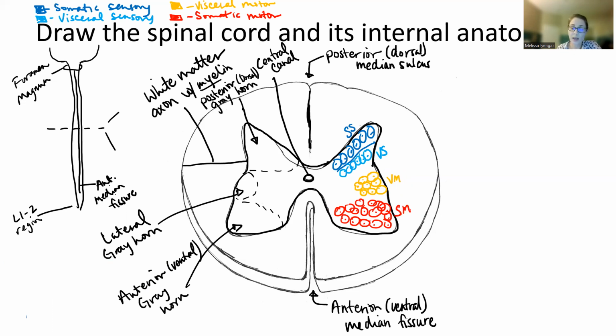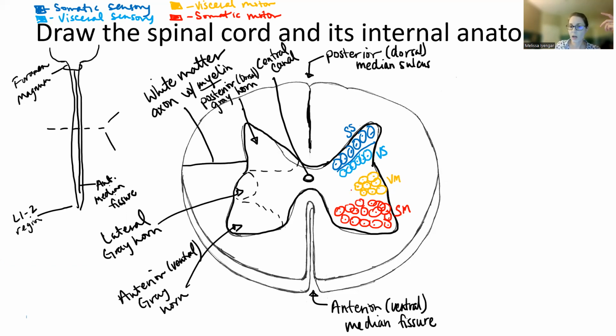So what you should realize is sensory is posterior, motor is anterior. And then the other really good trick to remember is all the somatic stuff is on the outside of the butterfly wing. Right here we have somatic, which is on the outside, and somatic, which is on the outside. And the skin and skeletal muscles are closer to the outside of the body or towards the surface of the body. So here we're getting closer to the surface of the spinal cord.